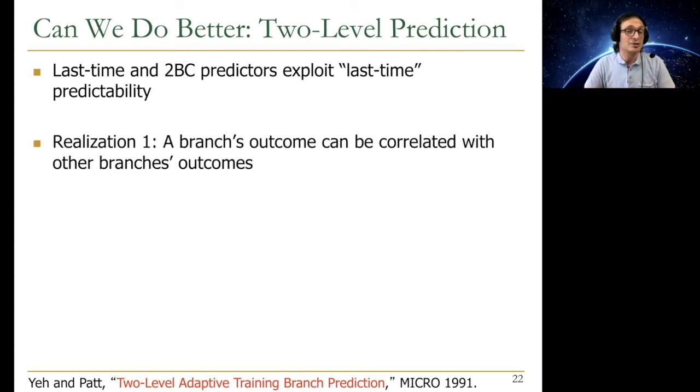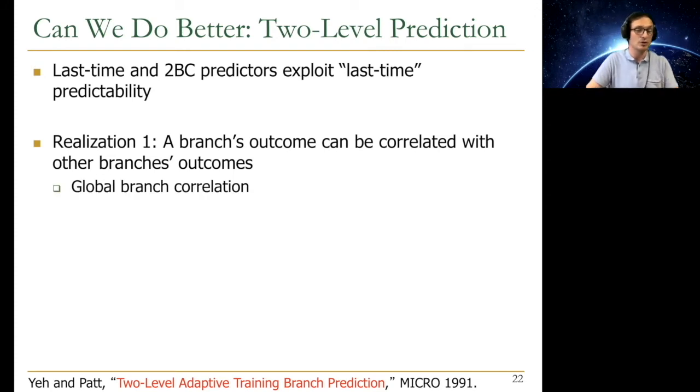But people have realized you can do better. Basically, the first realization is very important. It's basically the idea of global branch correlation. A branch's outcome can be correlated with other branches' outcomes that you've executed in the past. And we're going to look at that. This is called global branch correlation.